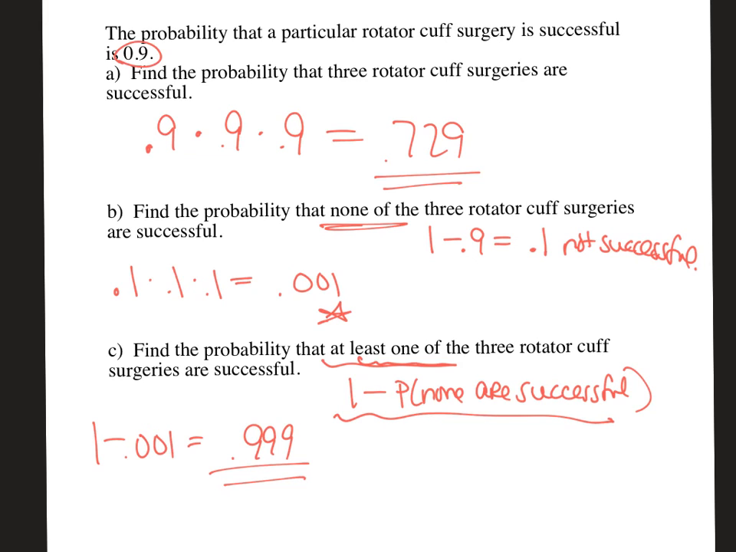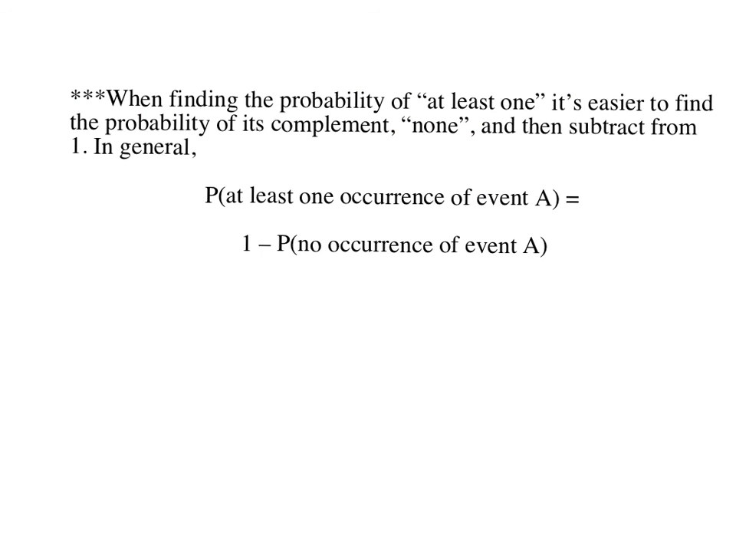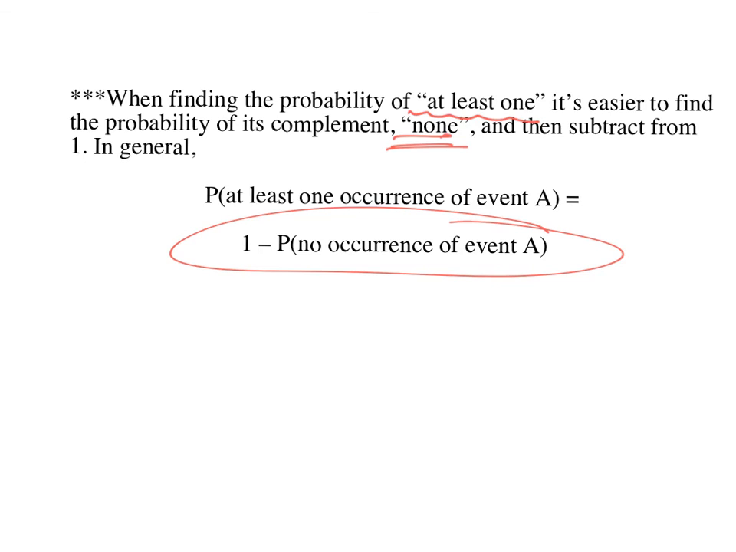Okay. And then here's that last sentence that kind of sums it up. So when you're finding the probability of at least one, it's easier to find the probability of its complement, none, right? And then subtract it from 1. So this is what we did for part C of those last two equations. Nope, 2 examples. Sorry about that.